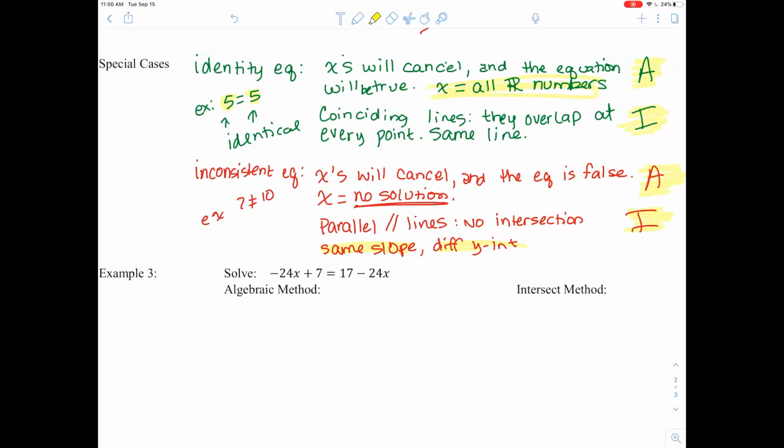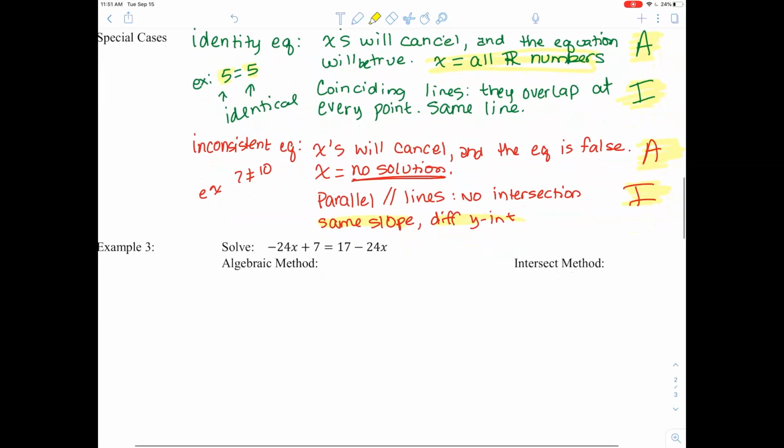Using the intercept method, you're going to see just one line, because one graphs right on top of the other. In that case, we get what's called coinciding lines. They're basically the same line. They share all of their points, they overlap at every point. They have the same slope and the same y-intercept. So if you get a graph of a line and another line that graphs right on top of it, your solution is all real numbers. So that's overlapping lines.